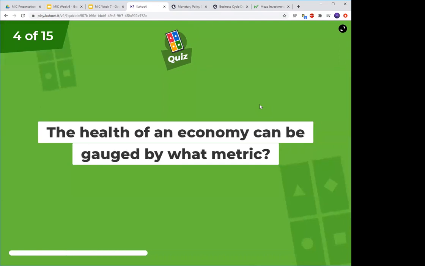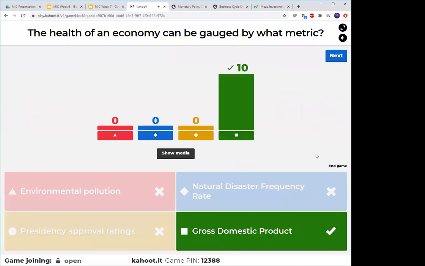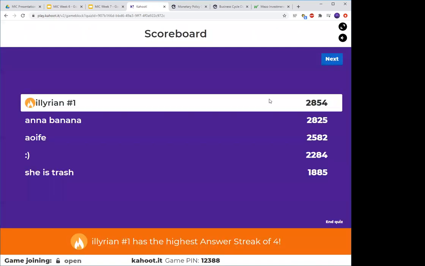All right, question 4. The health of an economy can be gauged by what metric? One of these is one of the economic health metrics that we talked about. All right, good. Actually, all of you guys got this one. Yes, the gross domestic product is one of the many metrics by which the health of the economy can be gauged.